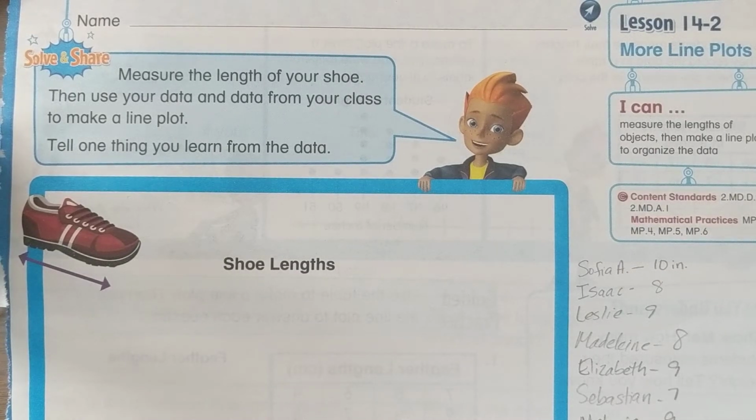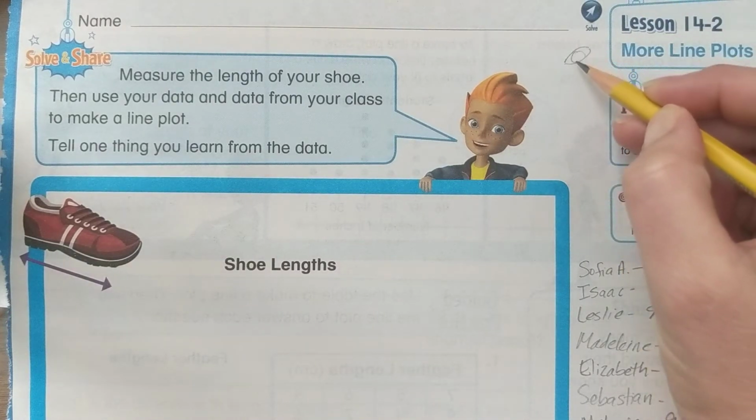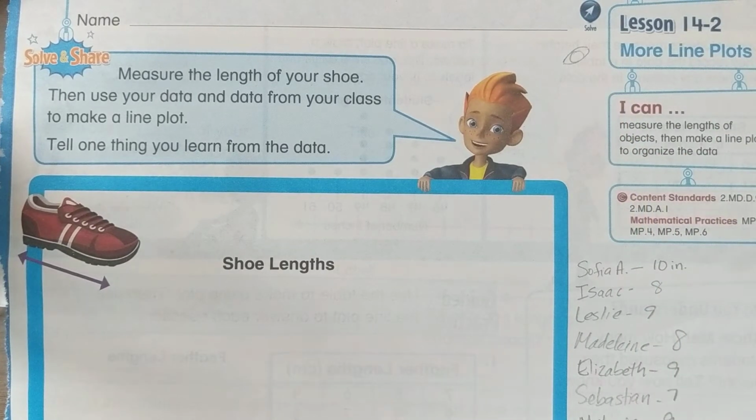Okay, we're going to do lesson 14-2 together. We're working on line plots again. So you should have your book in front of you on page 809, and you should have already watched the video in Pearson Realize, the visual learning video that introduces the lesson.